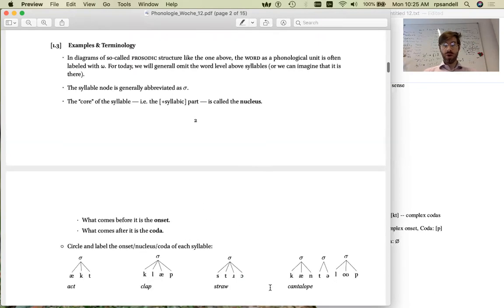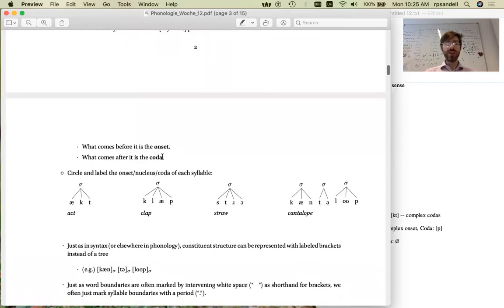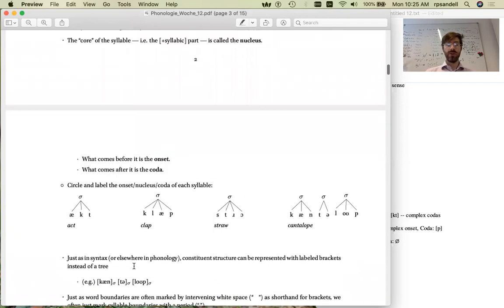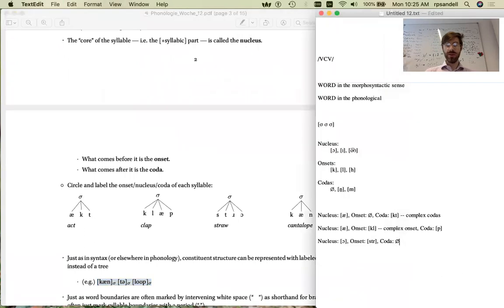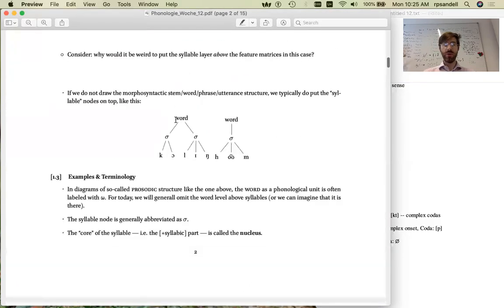Now, besides drawing tree diagrams like these, we can, of course, also represent the structure using labeled brackets. So the word cantaloupe with three syllables, we could also draw this way with each group of segments enclosed between brackets. And if I want to be explicit that these are all part of the same word, I can add another bracket around them, and that would correspond to the further level of the word above the level of the syllable.